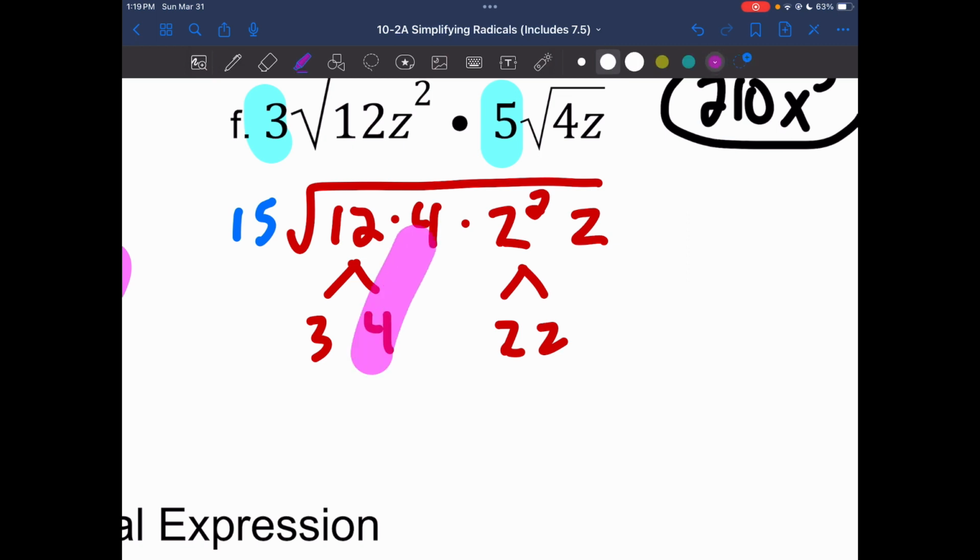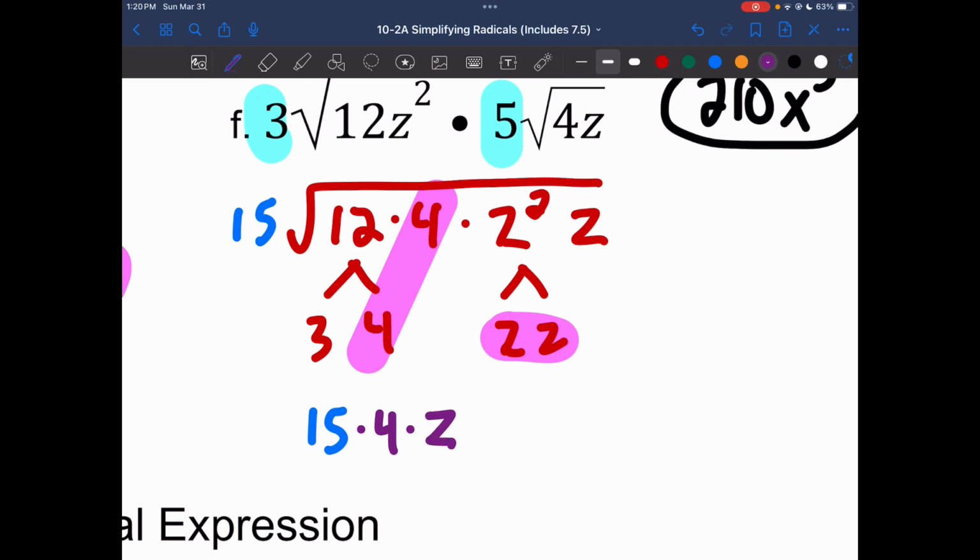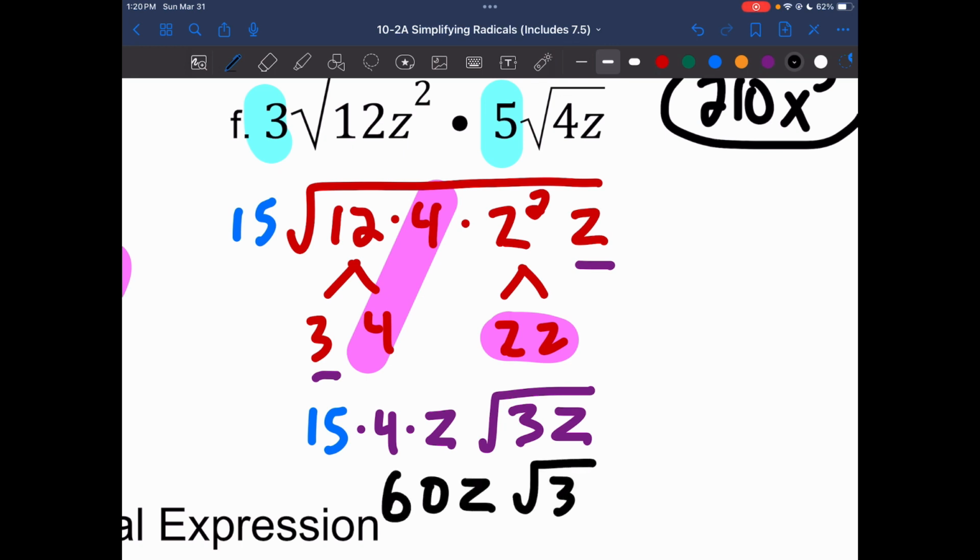So my pair right here is 4. And I've got a pair of z's that I can bring out. So we start with the 15 from our coefficients on the outside, and then we're bringing out a 4 and a z, and what's left inside our radical, we have a 3 and a z. Now we just need to multiply and simplify. 15 times 4 is going to be 60, z, square root of 3z.